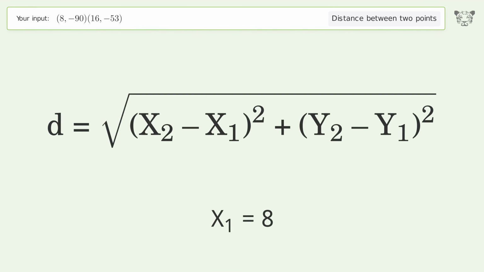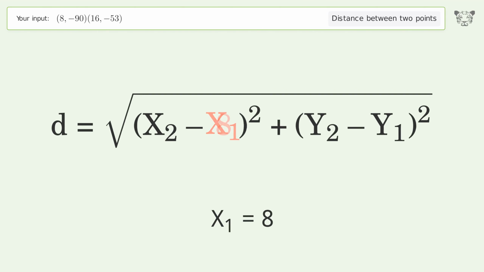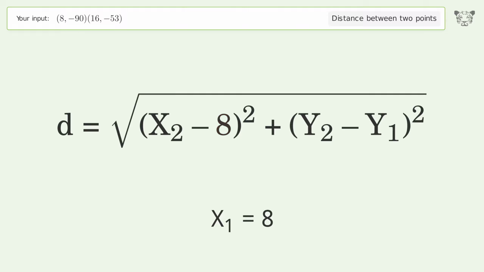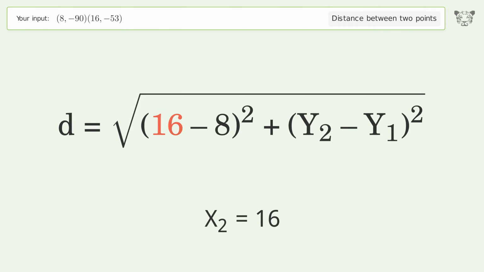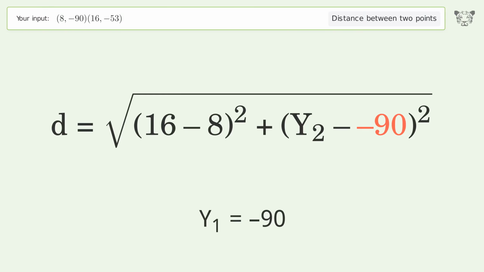x1 equals 8. x2 equals 16. y1 equals -90. y2 equals -53.